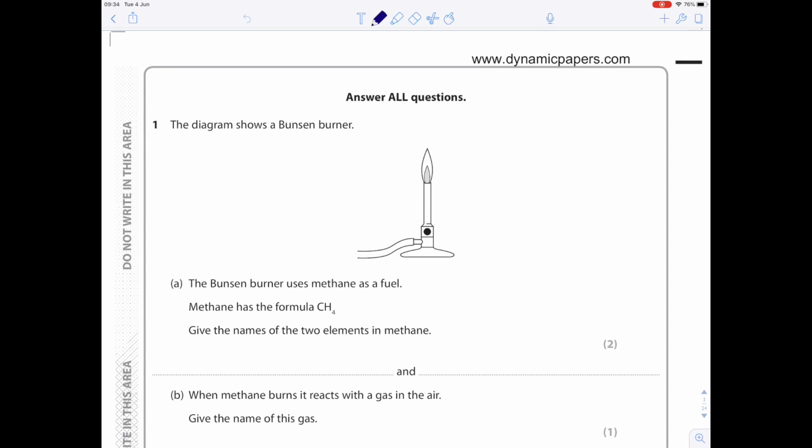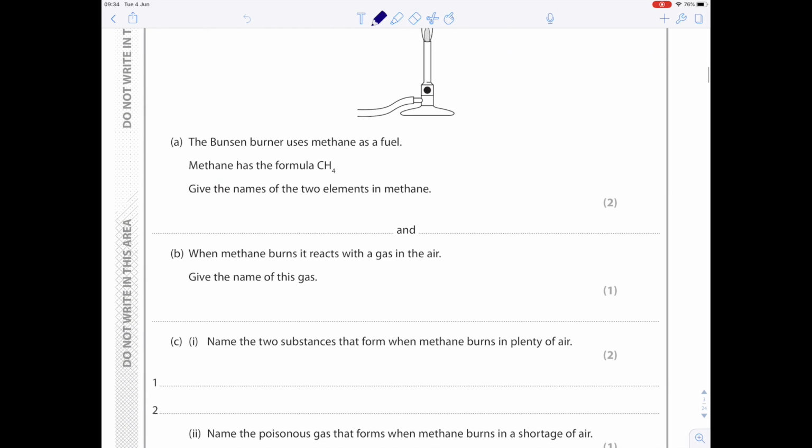Well, hopefully you're aware that methane is an alkane. It's a hydrocarbon, which means it contains both hydrogen and carbon. When methane burns, it reacts with a gas in the air. Give the name of this gas. So it burns in oxygen.